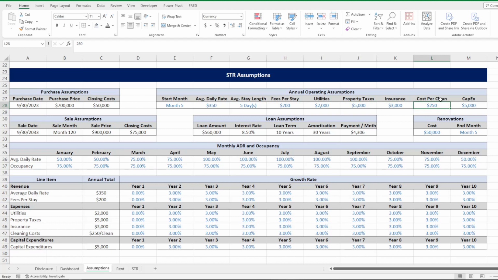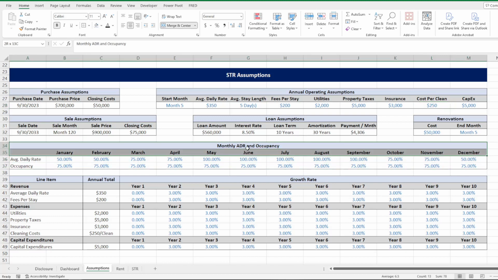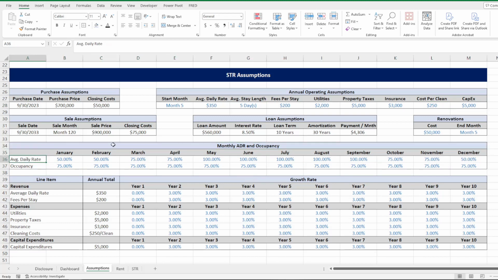This is an expense where any cost that you will incur after the guest stay, I put cost per clean because that's going to be your main one, to have the property cleaned, hopefully, before you have another tenant coming in. And then down here, we have the monthly ADR and occupancy. So this is the big change between the STR assumptions and the rental assumptions.